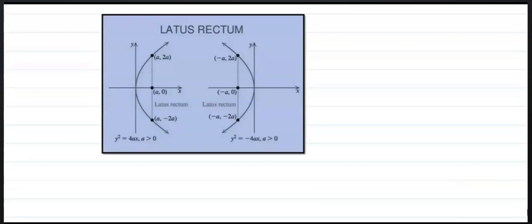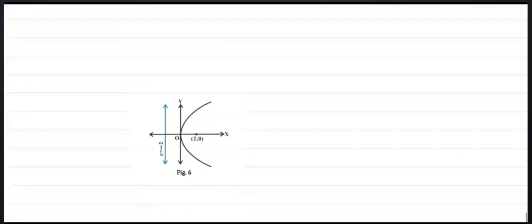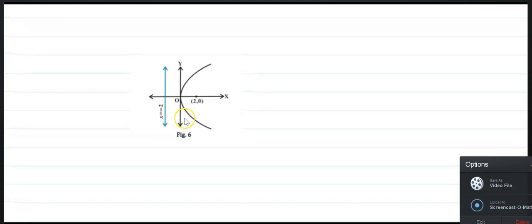The same thing, the same picture is repeated here. Now see this here. This is the parabola whose focus is 2. And here the equation is y square is equal to 4ax, means y square is equal to 8x, whose focus is (2, 0), and the directrix is x is equal to minus 2.